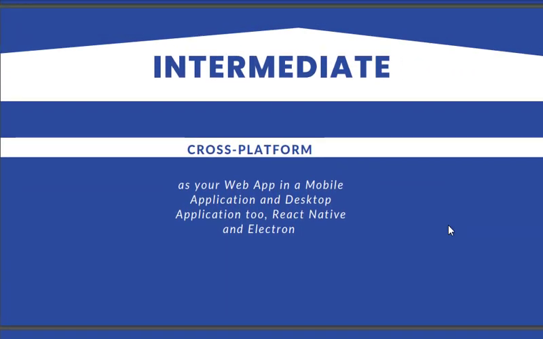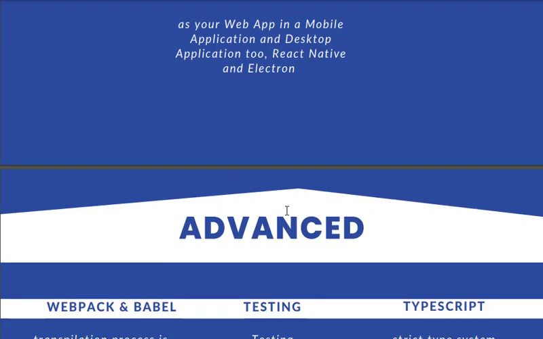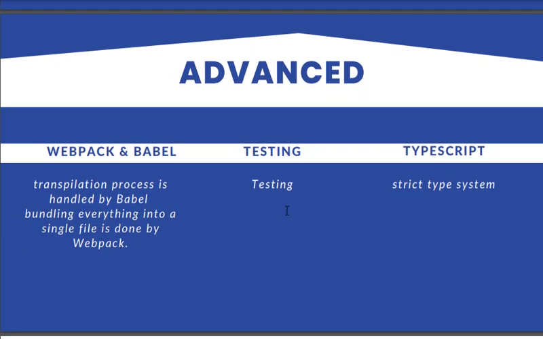In the intermediate section the last thing is cross platform. If you would like to have your web application on mobile and desktop also, React Native is used for mobile and Electron is used for desktop. You can easily change to them, and these two technologies, React Native and Electron, are used for mobile and desktop. Now let's move to the advanced topics.